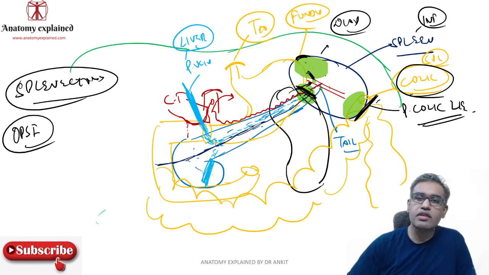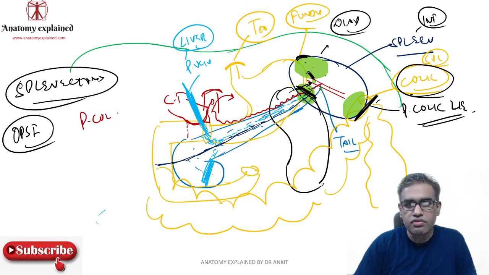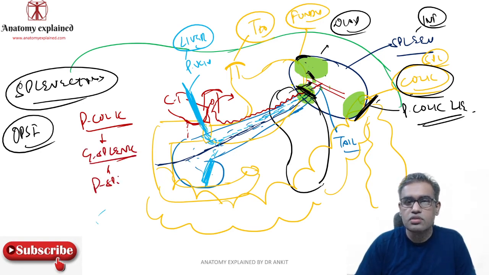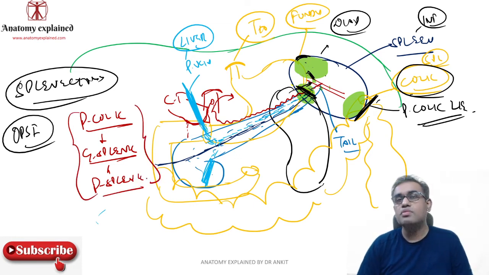So best over here, you have to cut a few ligaments. Now what ligaments you need to cut before mobilizing the spleen? First of all, go with the phrenicocolic ligament. Then after that, go with the gastrosplenic ligament. Then if present, the phrenicosplenic ligament. Mobilize these ligaments and cut them, then you can easily mobilize the spleen.